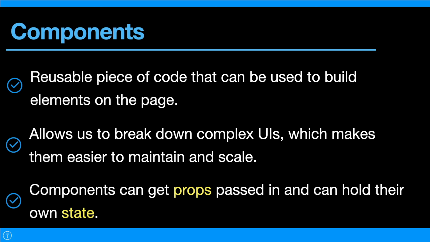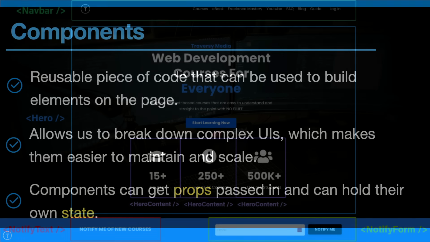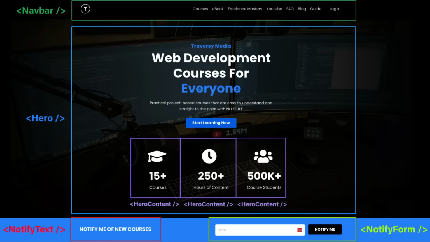All right, so speaking of components, components are the core concept of not just React, but any front-end framework. And a component is a reusable piece of code that can be used to build elements on a page. Components can kind of be thought of as custom HTML elements. And components can be broken down into smaller ones. This is called composition. And this is a great way to build UIs because it allows you to break down complex interfaces into smaller, more manageable pieces. And this makes your code easier to maintain and scale.